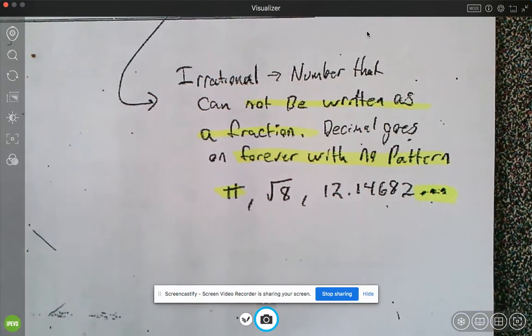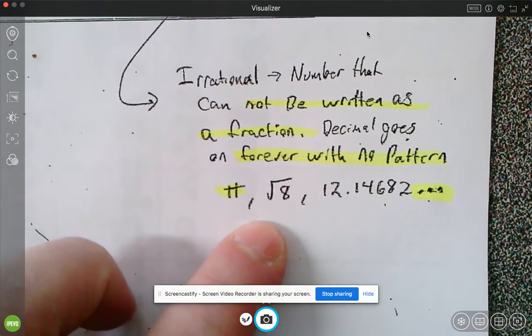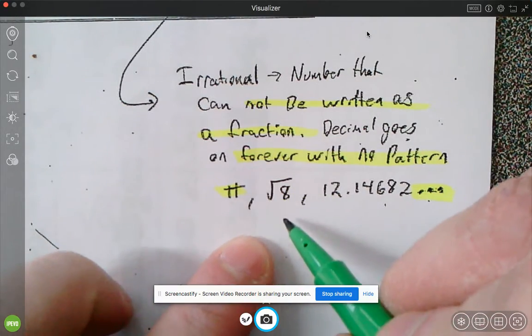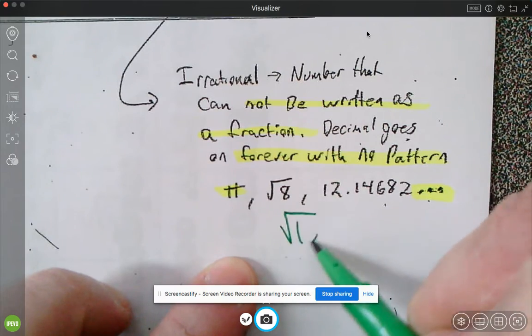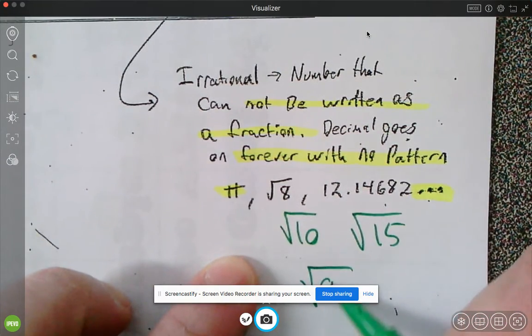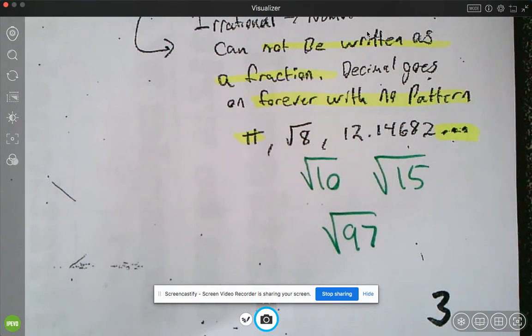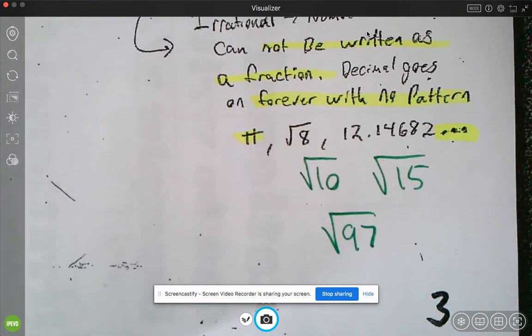And so where are all the other irrational numbers? It's basically these square roots. Any square root that's not a perfect square root is irrational. Like the square root of 10, square root of 15, square root of 97. Those are all irrational. So it's important in this unit that we know our perfect squares.